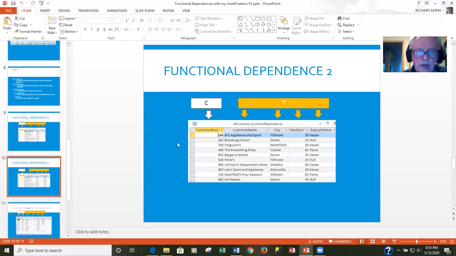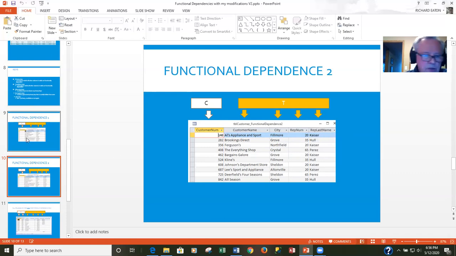Look at this scenario here, though. This is the same table as the prior one, but what I've done is I have added the rep's last name here. So now we have an issue. We have an issue in that this primary key does not functionally determine all 4 of these non-key values. The reason is that this non-key column here, rep num, determines the rep's last name. So the rep's last name is dependent on the rep num. It's not dependent on the customer num. So in this case, we have an issue in our design.